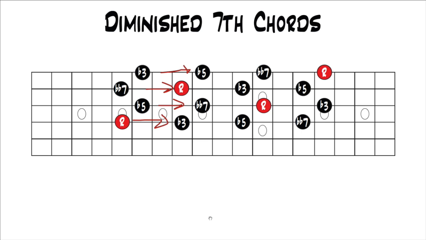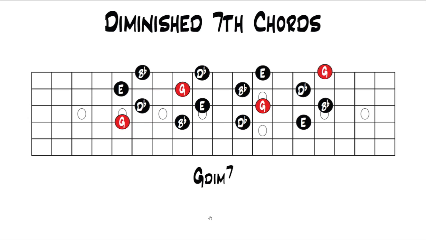But I wanted to go a little more in depth with diminished 7th chords. So if we were to turn these into the actual notes, we would have G diminished 7th. So that would be G, B flat, D flat, E. Or it could actually be looked at as G, B flat, D flat, F double flat, which is the exact same as E.